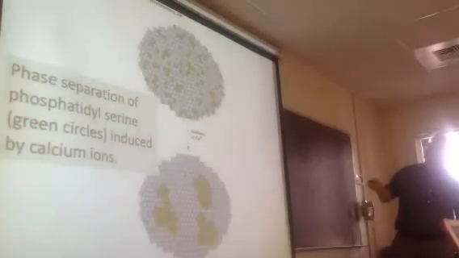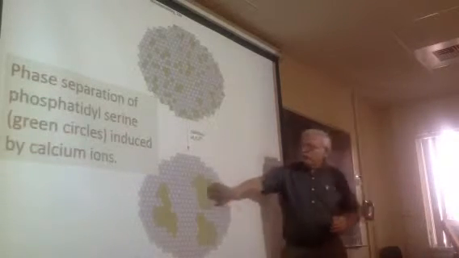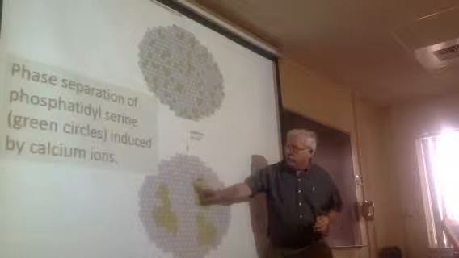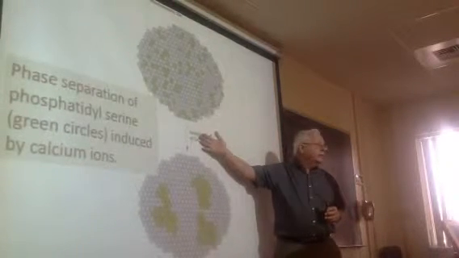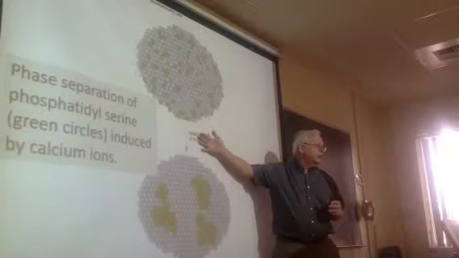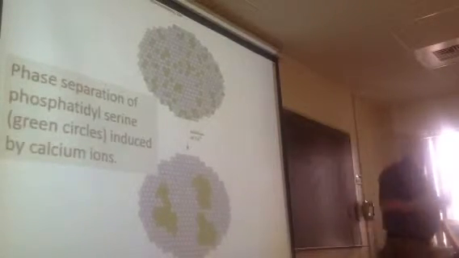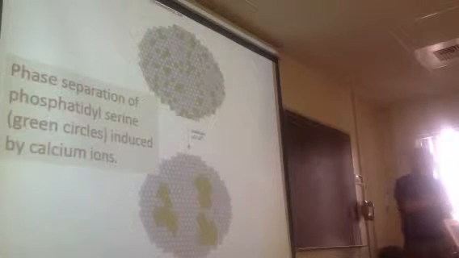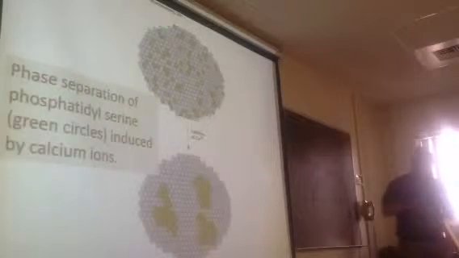Here's an example of clustering not involving them. This is phosphatidylserine, the green ones. And they cluster when you add certain bivalent metals like calcium ions, which causes clustering of those. The functional significance of that is not clear, but it's something that people have started noticing.